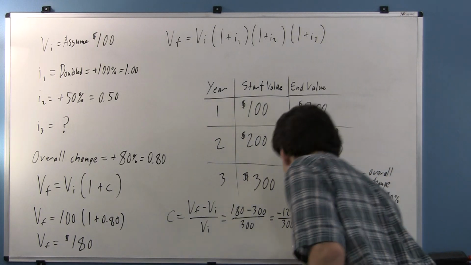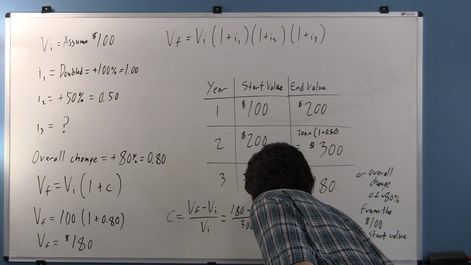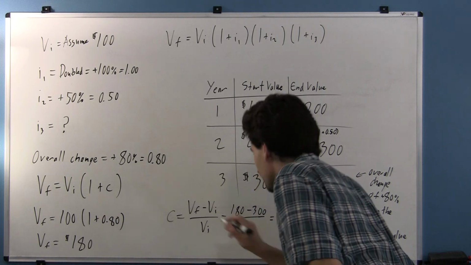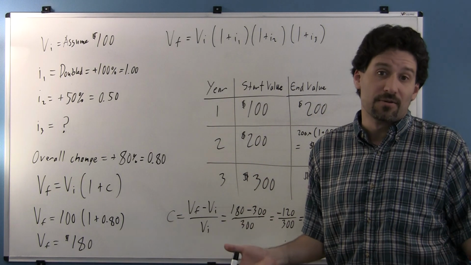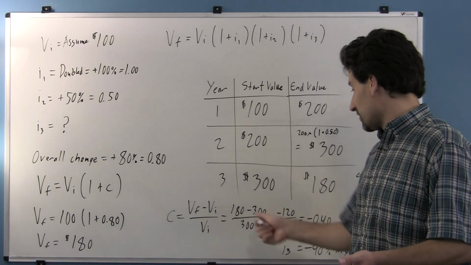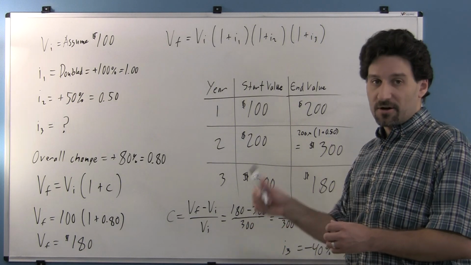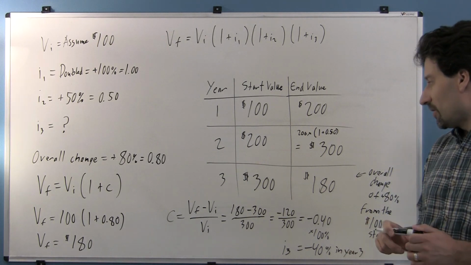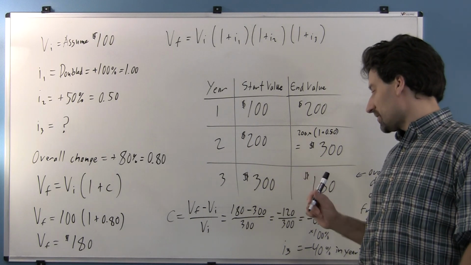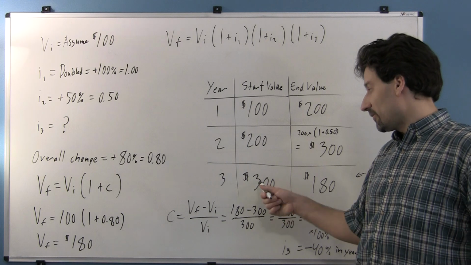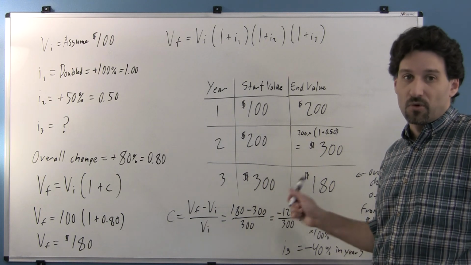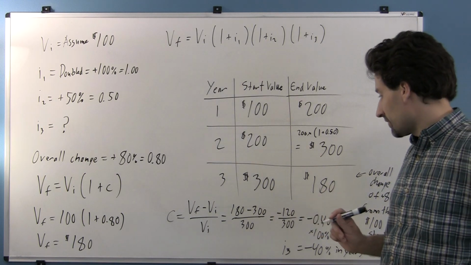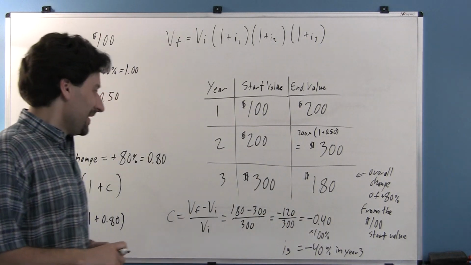I3, we called it I3 or C, the percent change. But yes, this is looking at what happened from the start of year 3 to the end of year 3. We know we started at $300, we lost $120 worth of value out of that $300, that's a loss of 40% of the $300.